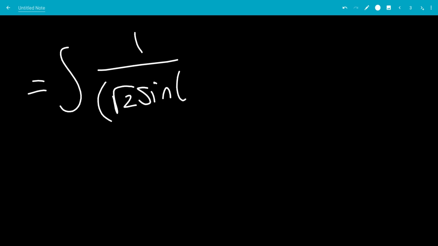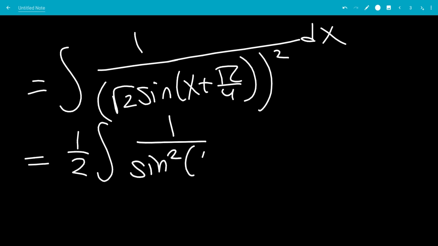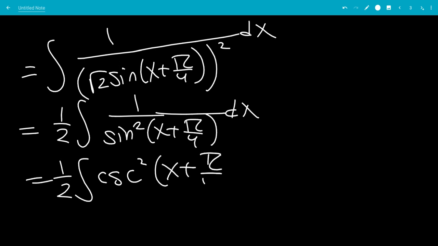So let's see if we can integrate this better. This will be the integral of 1 over sine x plus cosine x quantity squared, which is the square root of 2 sine of x plus pi over 4, like we just got before, and then dx. Square root of 2 quantity squared is 2, so that's a fraction, 1/2, times the integral of 1 over sine squared of x plus pi over 4. Okay. 1 over sine squared of something is cosecant squared of that something, which is x plus pi over 4.